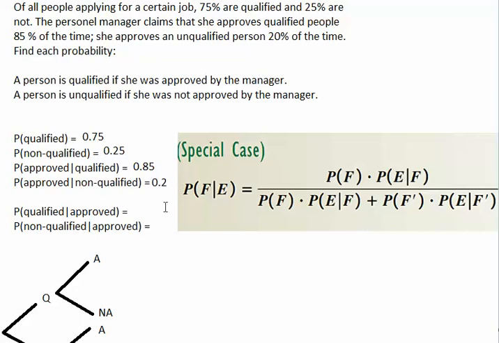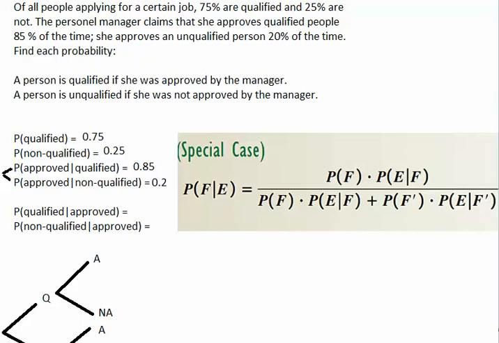What we don't know is the probability for a person to be qualified given that he has been approved, and the probability for a person to be non-qualified given that is approved. In order to solve this problem, and especially since we already know two conditional probabilities right here, we have to use the Bayes theorem. The Bayes theorem is the theorem that you see on the right of the screen. Okay, how do we do that?